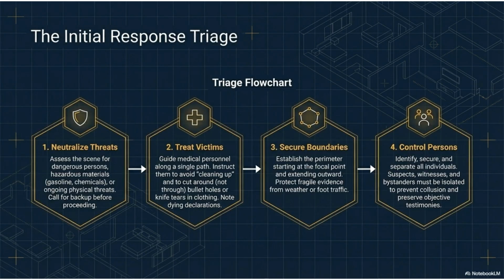The initial response triage follows 4 steps. First, neutralize threats. Second, treat victims, ensuring medical personnel follow a single path. Third, secure boundaries by establishing the perimeter outward. Fourth, control persons by identifying, securing, and isolating suspects, witnesses, and bystanders.